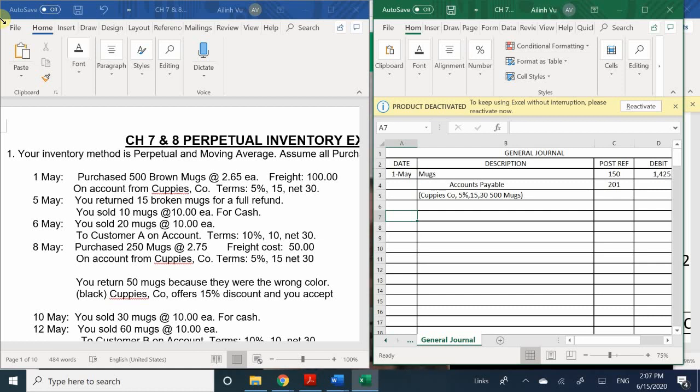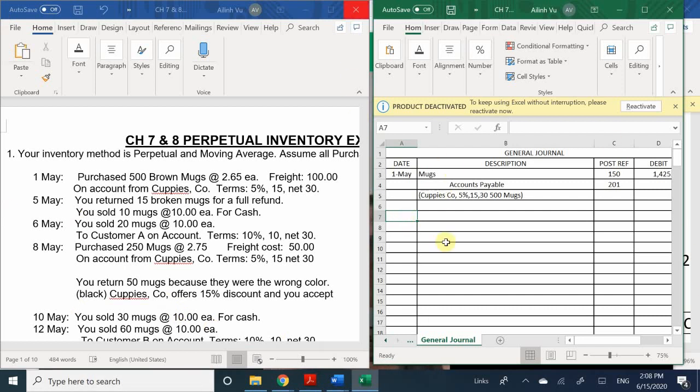On 5 May, you returned 15 broken mugs for a full refund, and you sold 10 mugs, each for cash. All right, so let's focus on one first. The first scenario was we returned 15 broken mugs for a full refund. Do you want to journalize first, or go to the worksheet first? We already messed with the journal. We might as well do the journal first.